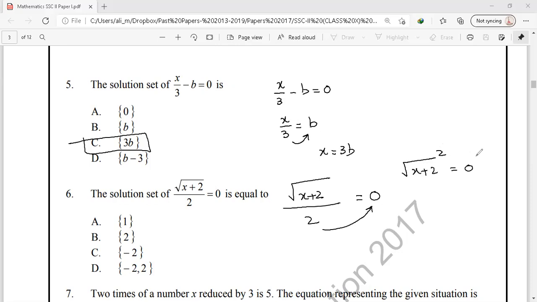Taking a square root on both sides of the equation, the square root and this square would cancel out with each other. So we will get x plus 2 is equal to 0. So finally x will be equal to minus 2. So this is the correct answer, that is x equals minus 2. And the correct option we have is option C.